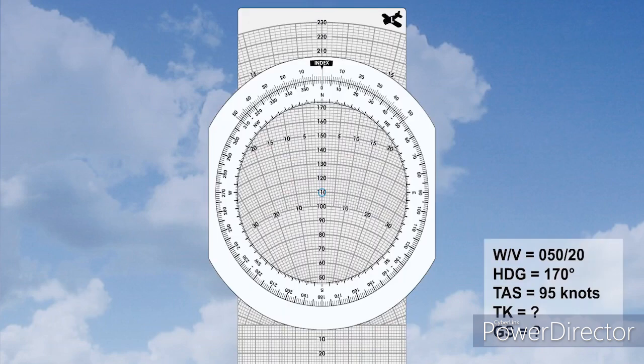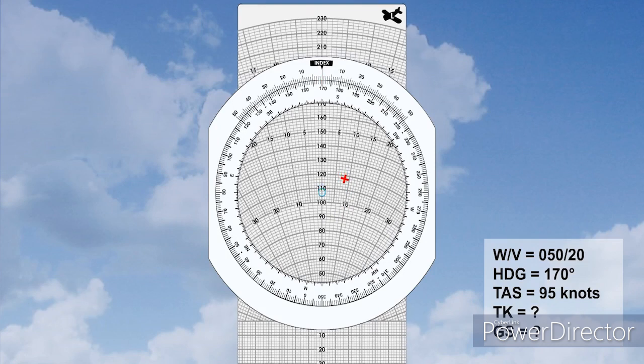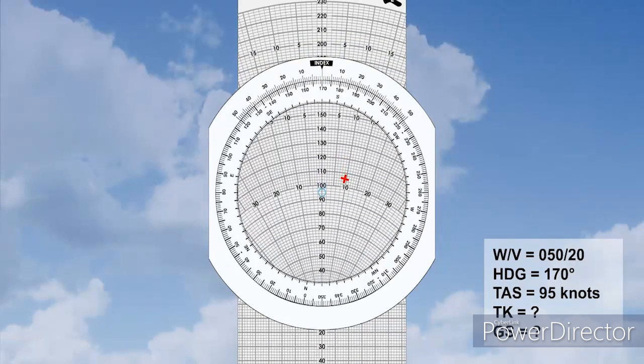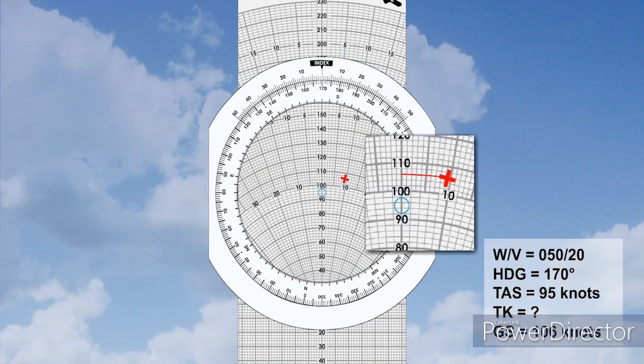Set the wind velocity 050 degrees, 20 knots. Set the heading 170 degrees against the index mark. Set the true airspeed of 95 knots under the centre circle. Read off the ground speed under the wind mark, 106 knots. Drift is 9 degrees right, so the resulting track is 179 degrees.